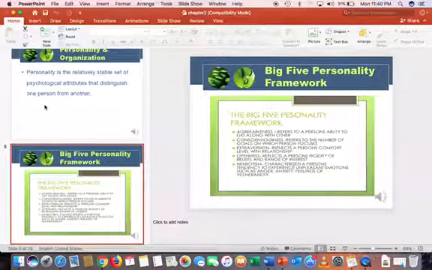Second is conscientiousness, which refers to the goals on which a person is focusing. How many goals at a time he is focusing on.